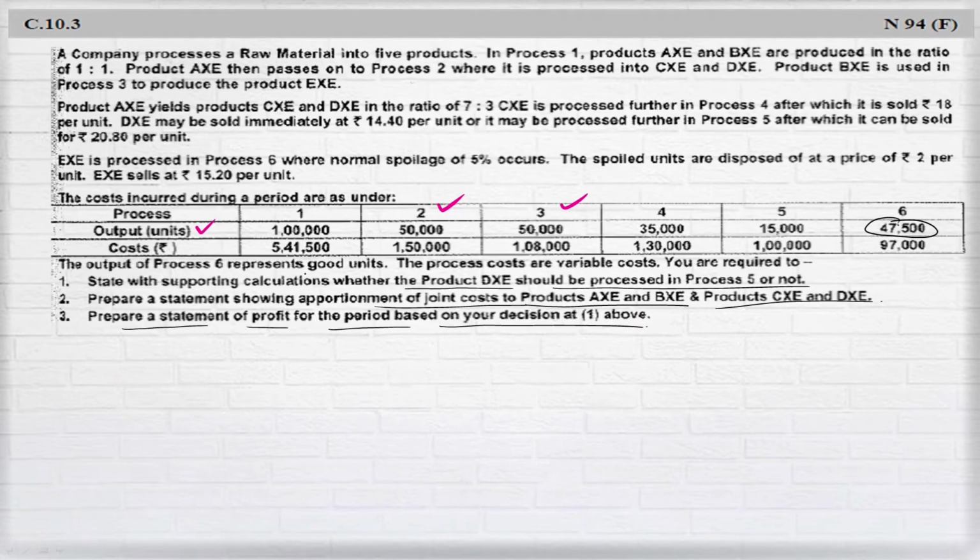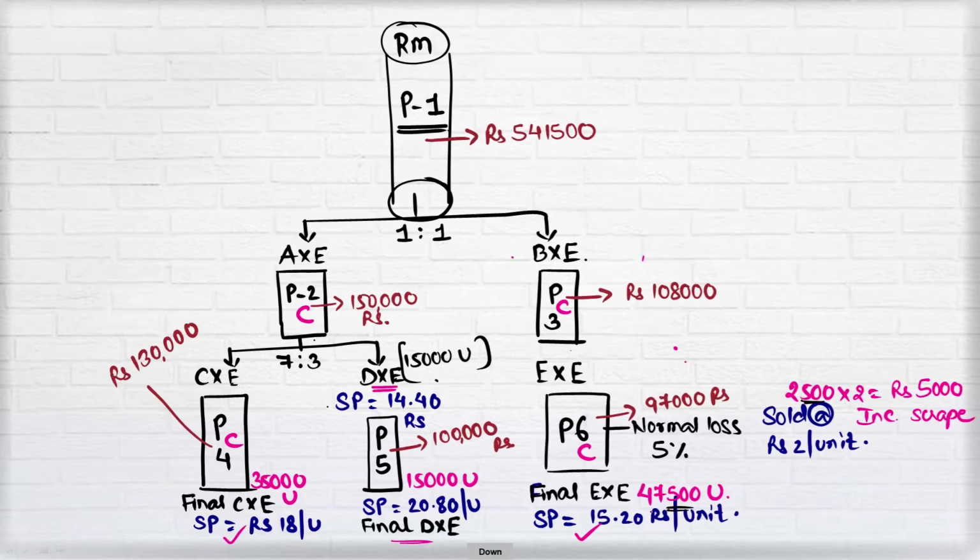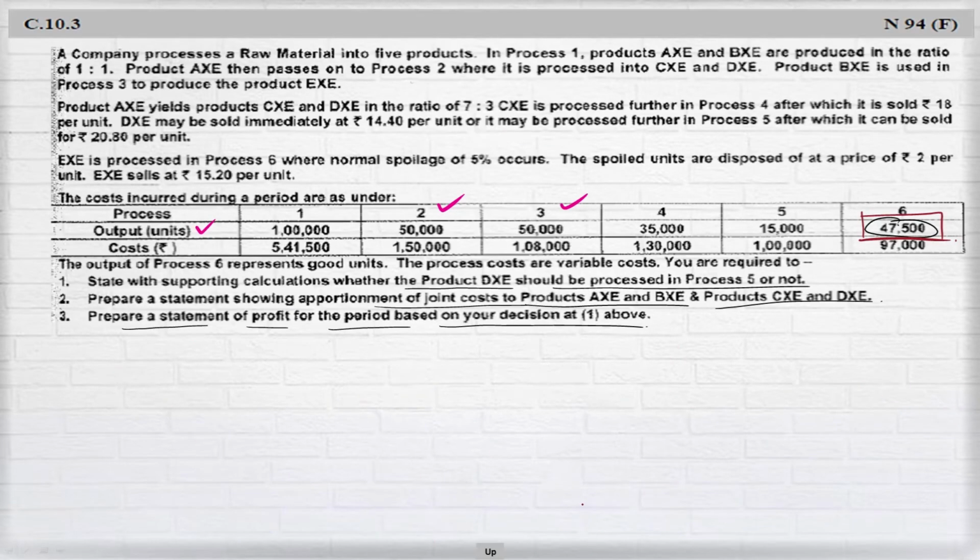The output of process 6 represents good units produced. Is it? This 47,500 is excluding the normal loss, right? So they are good units produced. They are just clarifying it.